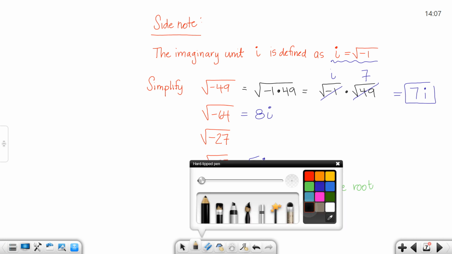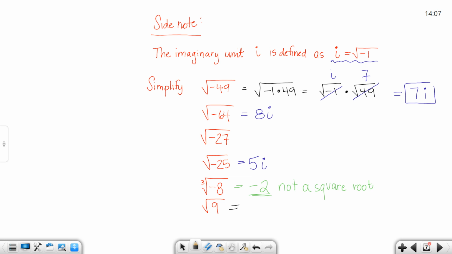Okay, your last answer here at the bottom is just plain 3. It's not an i either because the square root of a positive number is just a regular number. The only time you're going to have an i is if you have a negative number.